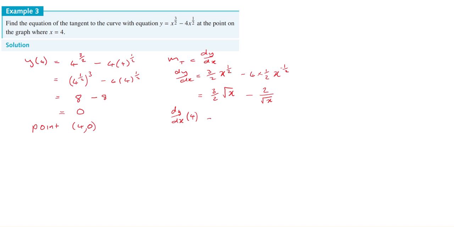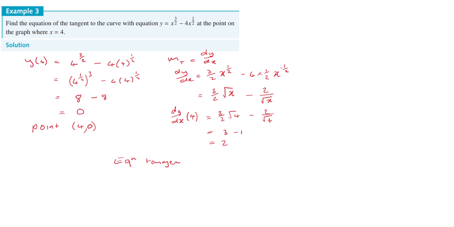So now we're going to find the gradient when x is 4. So we've got 3 on 2 by root 4 minus 2 on root 4. Square root of 4 is 2, so the 2s will cancel out, so 3 on 2 times 2 is 3, and the square root of 4 is 2, so 2 on 2 is 1, so the gradient is equal to 2.